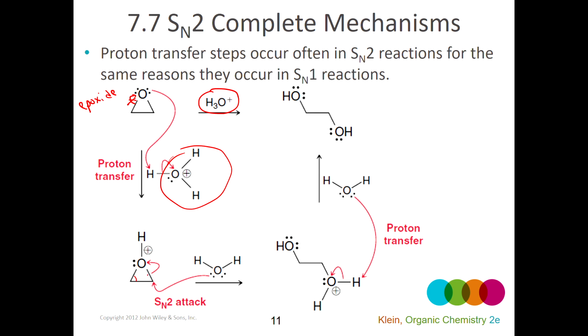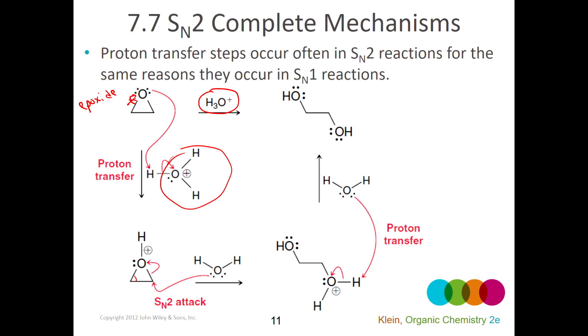So this is really susceptible to breaking open, but it can't really break open on its own because that would create a primary carbocation, which would be even more unstable. Right? There's just no instance where you're going to form a primary carbocation unless it's stabilized by resonance, but that would not be the case here.